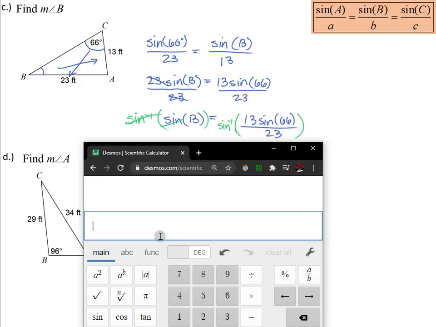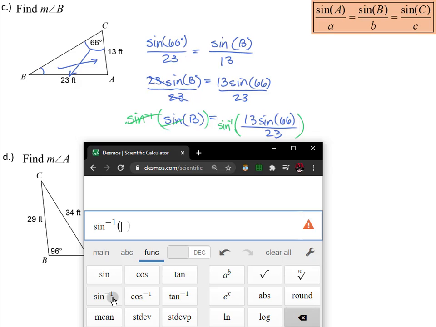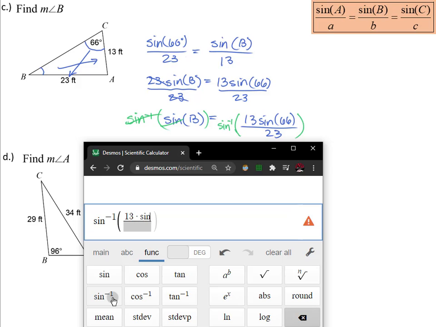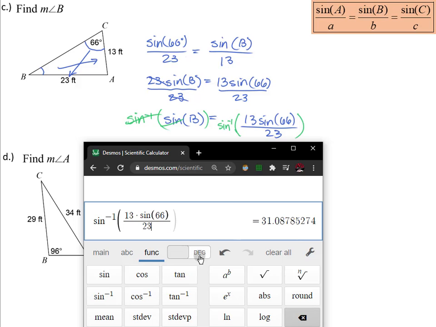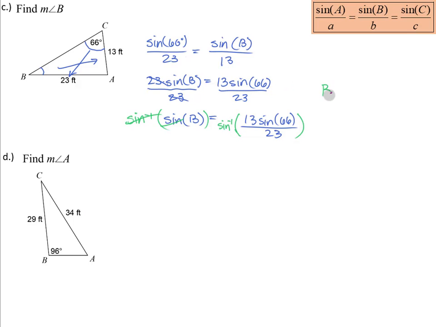Okay, so in Desmos, the inverse sine is under this little function tab, inverse sine of our fraction, which is 13 times the sine of 66 degrees. Again, make sure it's in degree mode, which it is because I can see degree, over 23. And it's giving me the angle approximation back for our triangle. That angle, and looking at it, that seems reasonable. It's about 31.1 degrees. Going to the nearest tenth there, about 31.1 degrees.